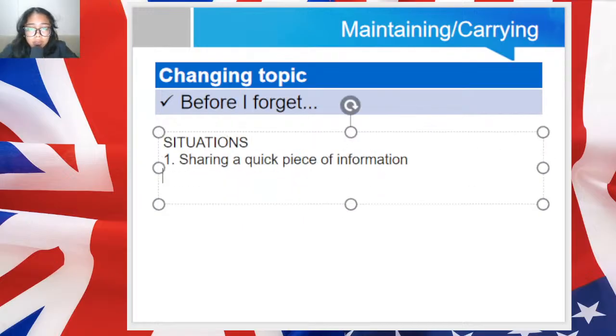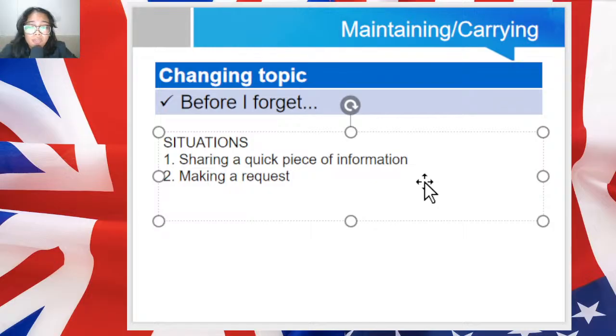Aside from that, we also have making a request. Okay? Making a request. Here, the phrase is also a great way to make a request without interrupting the flow of the conversation too much. You can use it to ask for something you need or to ask for help with something. Okay? Making a request. And the third and last one is reminding someone of something important.